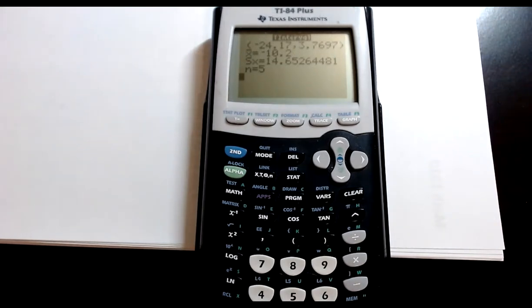And then the sample mean d bar. I know this is calculated as x bar, but the meaning of x bar in this example is d bar, which is negative 10.2, and then s of d is 14.65.